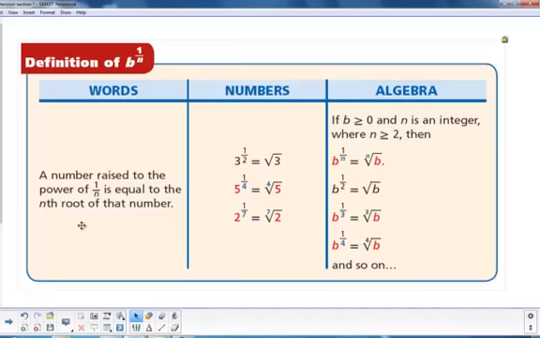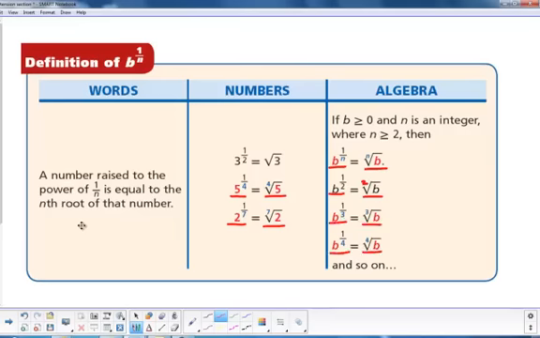So 5 to the 1/4 equals the 4th root of 5. 2 to the 1/7 is the 7th root of 2. b to the 1/n is the nth root of b. b to the 1/2 is the square root. You can put a 2 here, but if there's nothing there, it's assumed to be a 2. So b to the 1/3 is the cube root of b. b to the 1/4 is the 4th root of b.